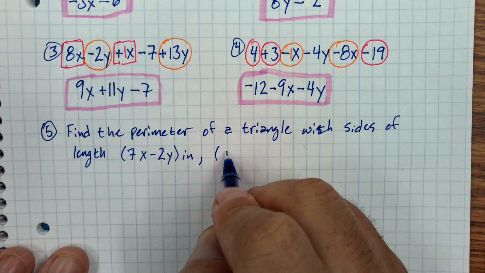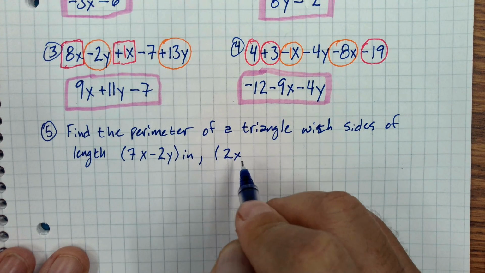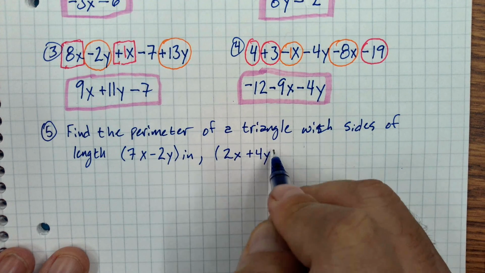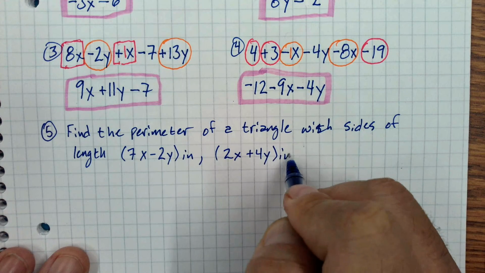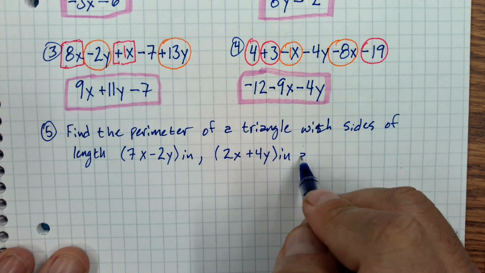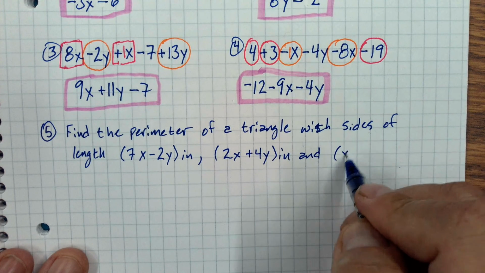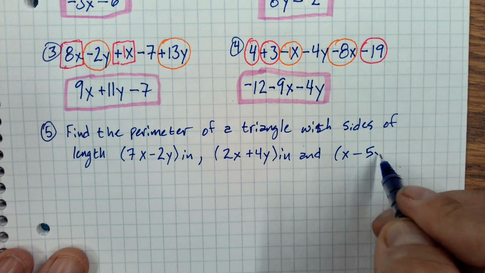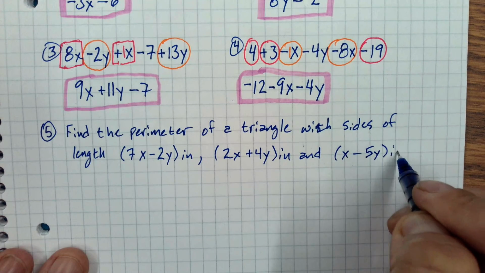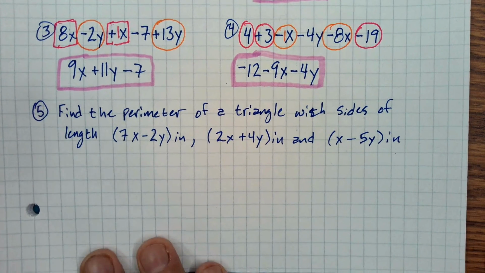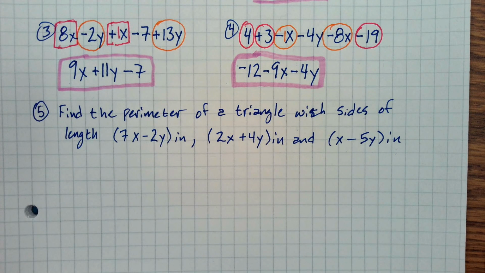Another side is 2x plus 4y inches. And the third side is x minus 5y inches. So these are triangles, right?